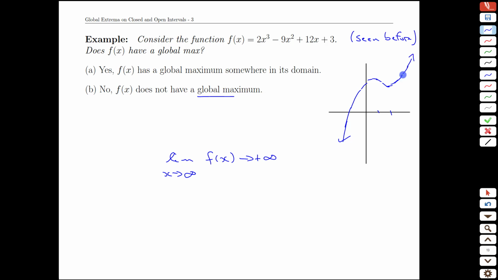We actually have that captured in the graph here. And as soon as we see that, then that means that there can be no global maximum. If the function keeps getting larger and larger and larger, then there's no single highest point. And we're done. So this is how a sketch or a limit calculation can assist us in determining just whether a function might or might not have a global maximum.